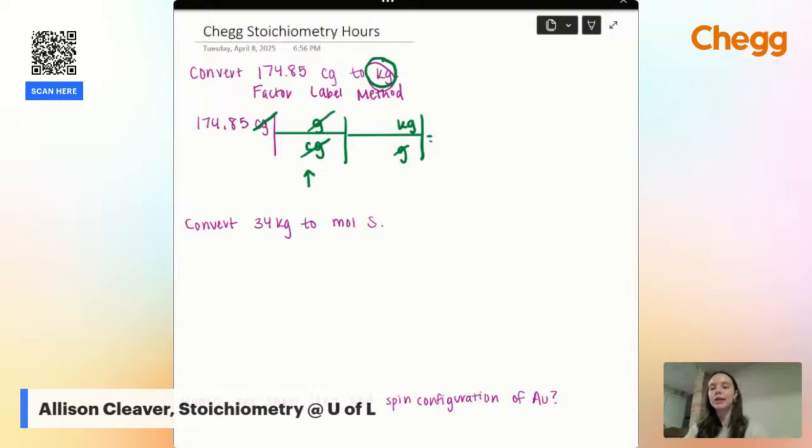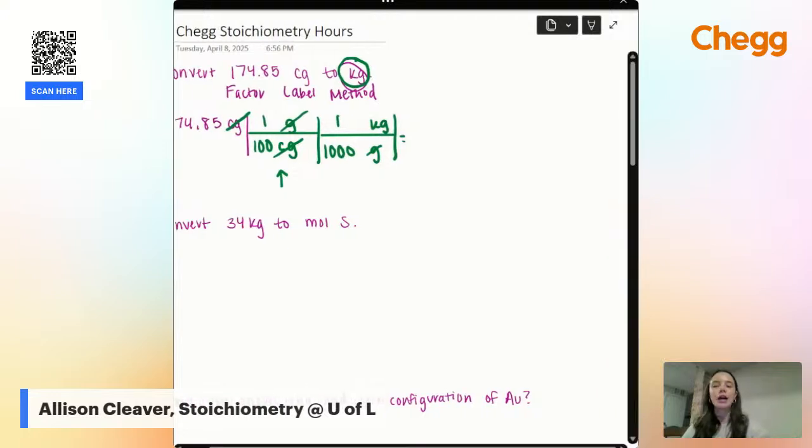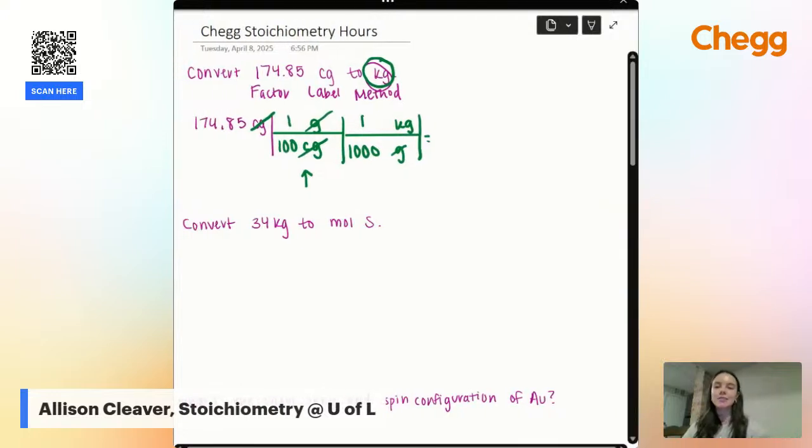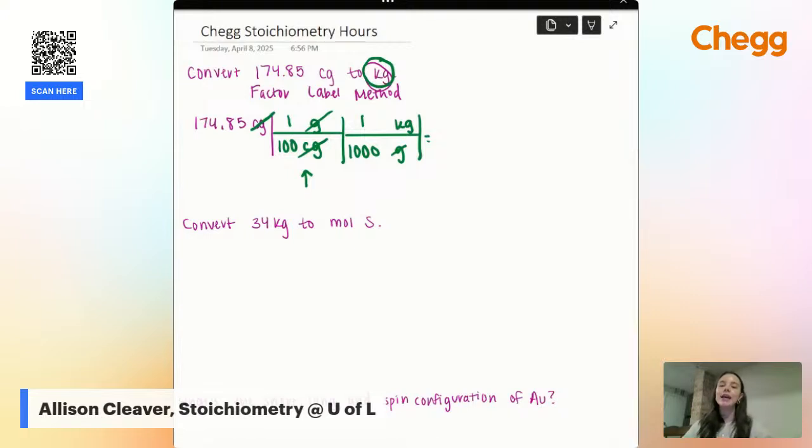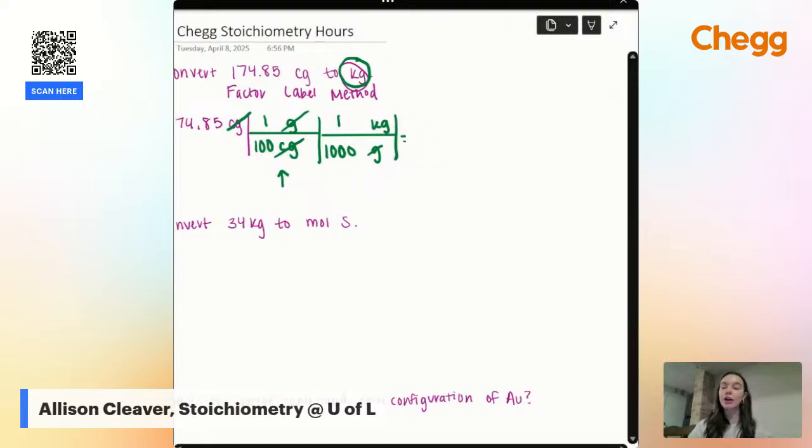Okay, if you said 1 gram has 100 centigrams, you're absolutely correct. Great job. And then if you said 1 kilogram has 1,000 grams, that is correct as well. So if you got those right, you're doing good on your chemistry knowledge. You already have a great understanding, so great job on that. And now what we want to do is just solve this problem.